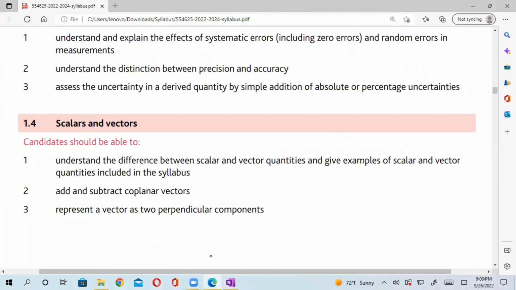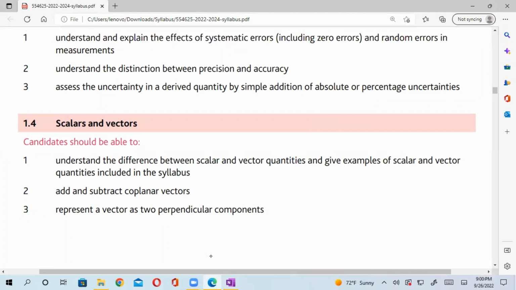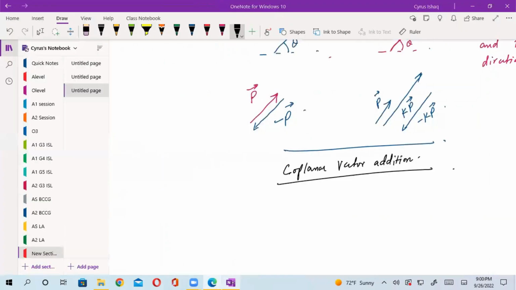As you can see here in the syllabus, we've talked about understanding the difference between scalar and vector quantities, and giving examples of scalar and vector quantities included in the syllabus. We've talked about this. I'm going to talk about adding and subtracting coplanar vectors. Coplanar vectors are those vectors which are in one plane, right? And then we have the vector resolution. So let's talk about this, and then we can move on.